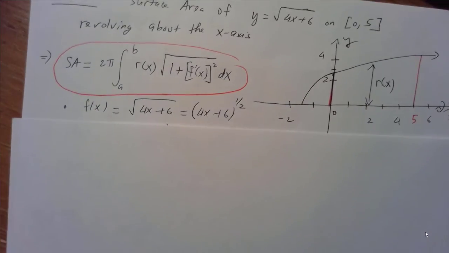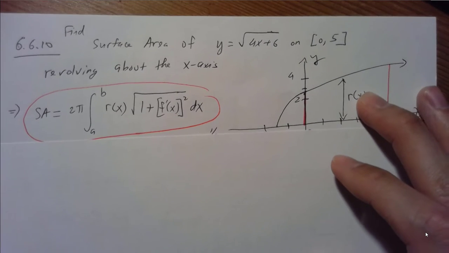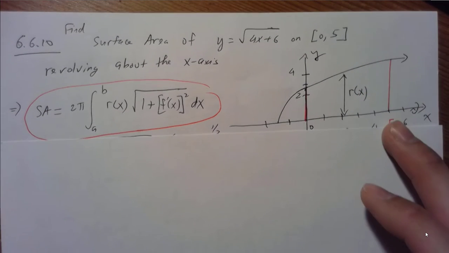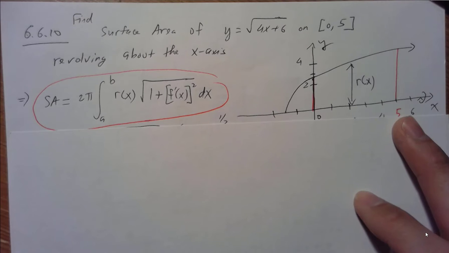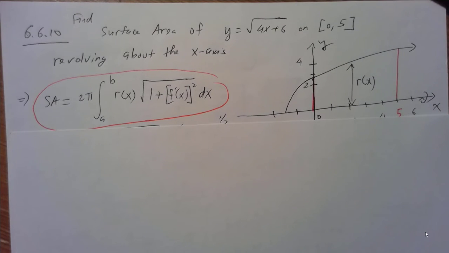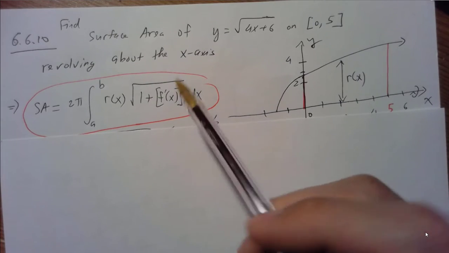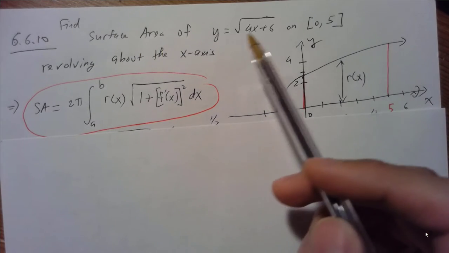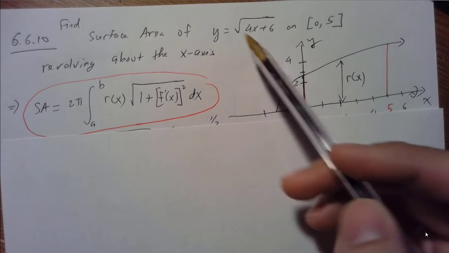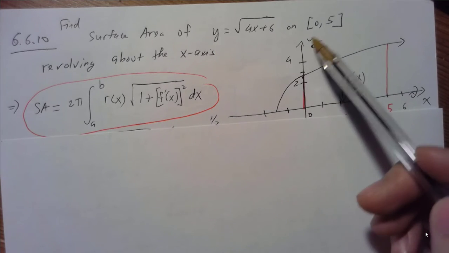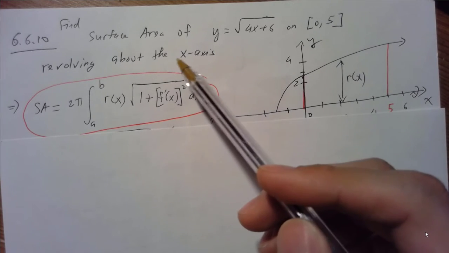The second problem that we talk about in this video is problem 10 in the textbook. It's also in your assignments for section 6.6. So we find the surface area of this curve. This is the radical function on 0 to 5 revolving around the x-axis.